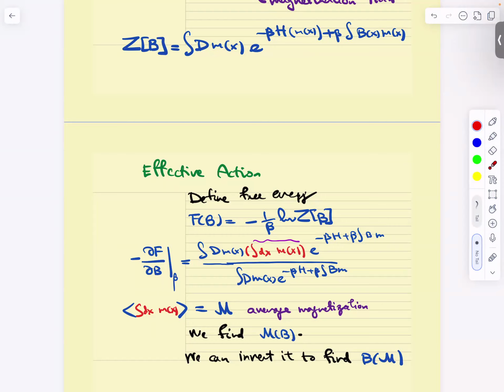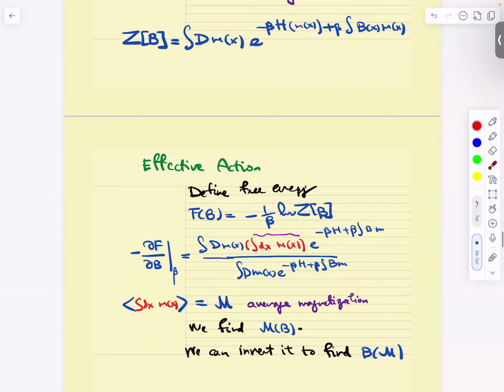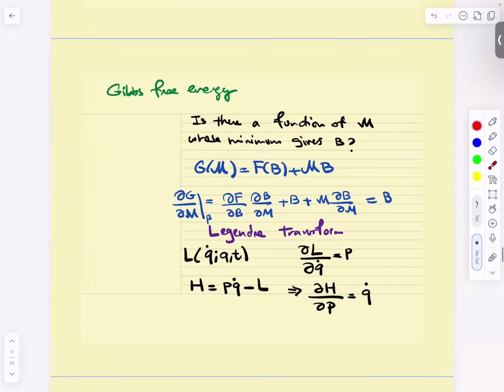Good. So, yeah. Now, what is an effective action in thermodynamics, statistical field theory? It's just the Gibbs free energy. What is it? You take your free energy, minus log of the partition function, and add to it MB.